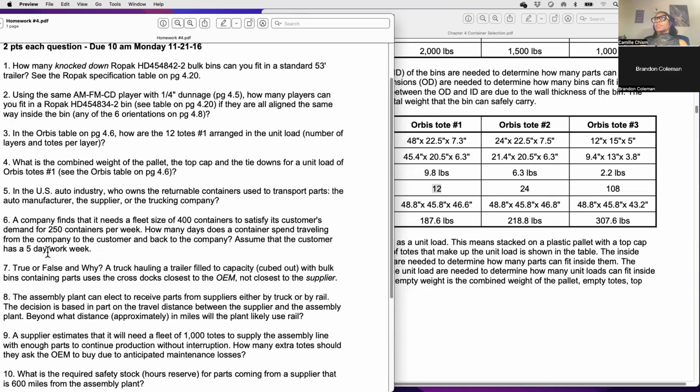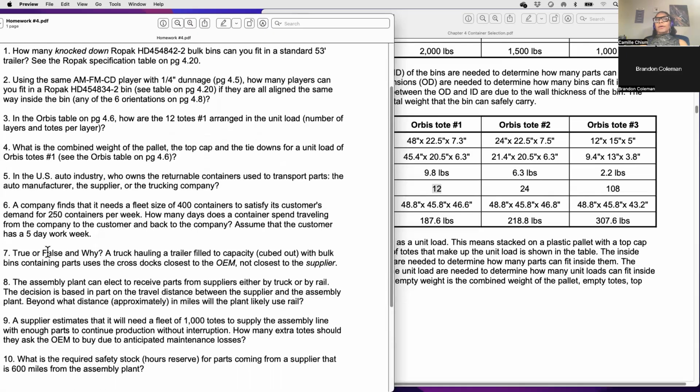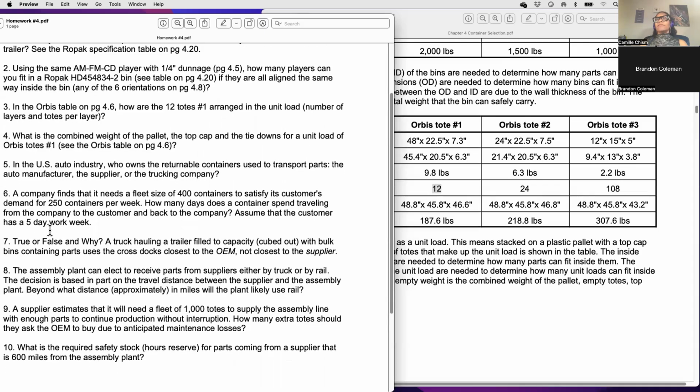Let's see, number 6. A company finds that it needs a fleet size of 400 containers to satisfy its customers' demand for 250 containers per week. So we're now at the beginning of doing fleet calculations, and we'll go through this tomorrow. How many days does a container spend traveling from the company to the customer and back to the company? Assume the company has a 5-day work week.